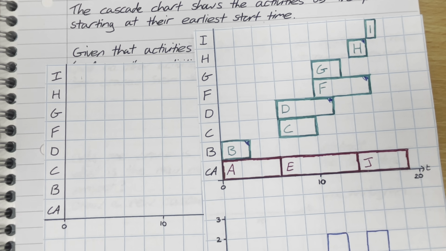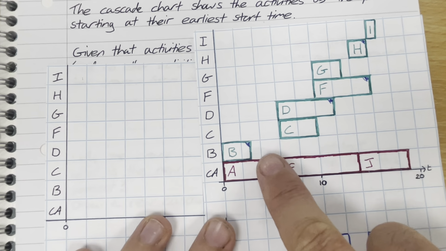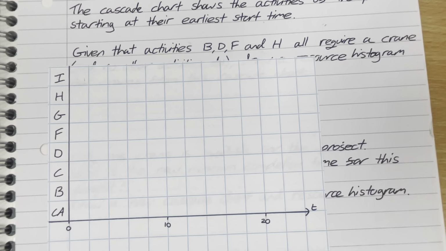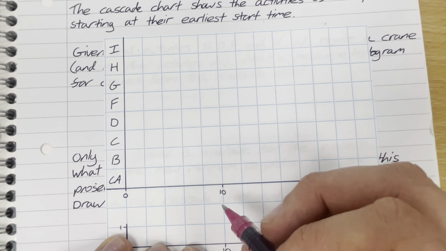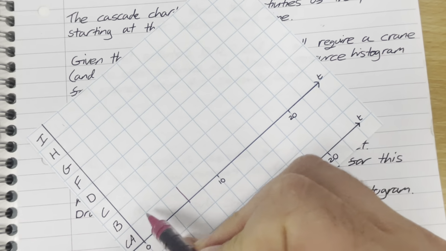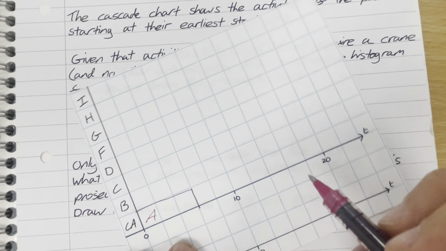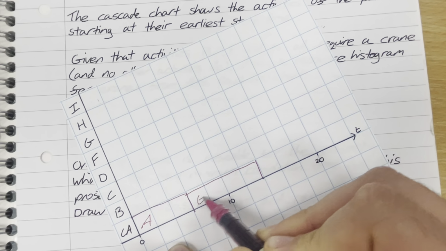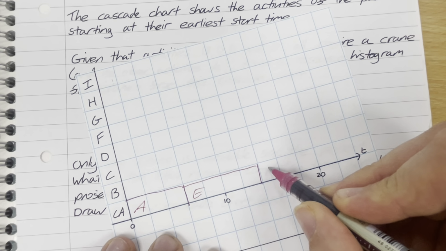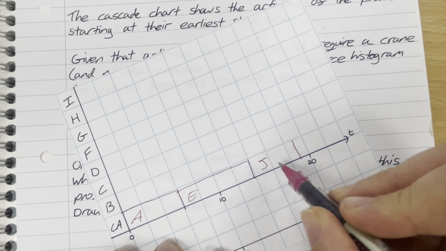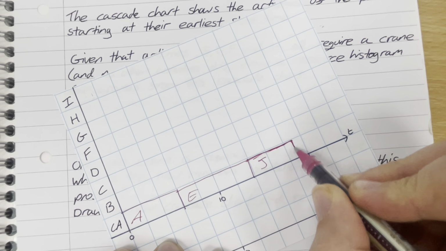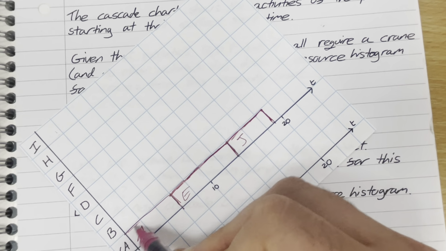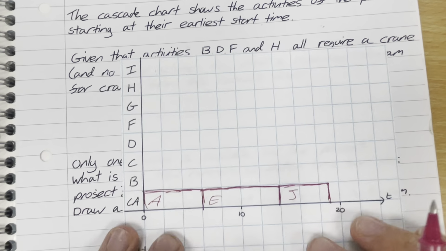And in fact, let's just do that quickly now. And then I'm going to have to delay F, and then I'm going to have to delay H, so that only one crane is used. So A is going to go up to 6, which is there. Then we've got E, which goes up to 14. And then we've got J, which goes up to 19. Okay, so that was the original trio of critical activities.